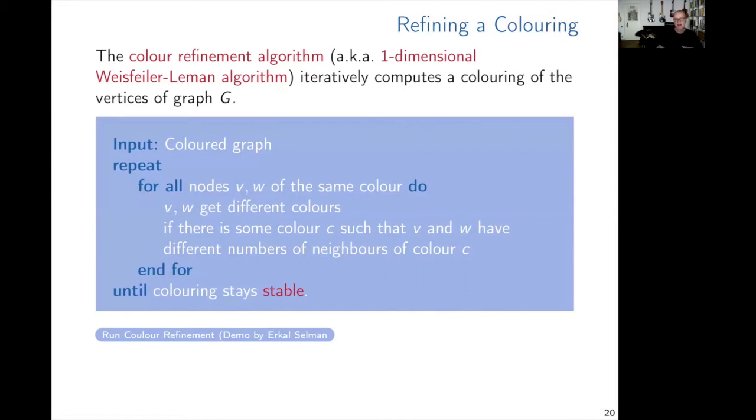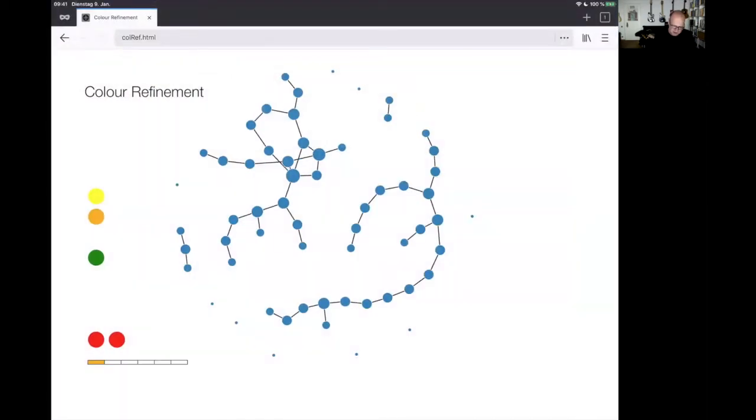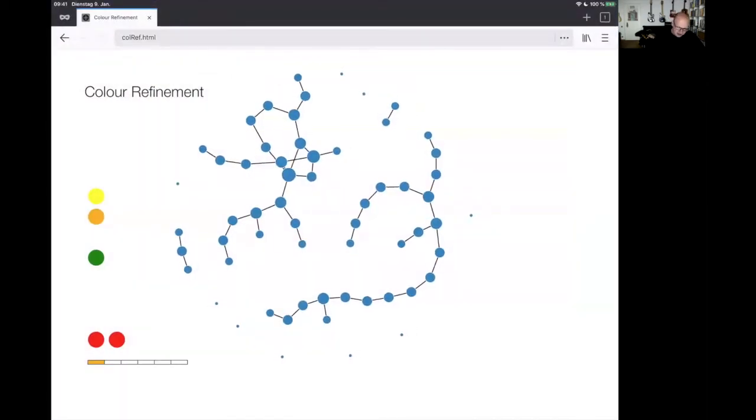So the partition induced by the coloring gets finer and finer, and at some point it must stop because we have finite graphs. And that's actually after at most n steps because we have a partition of n elements. And when it stops, we say the coloring is stable and return the coloring. That's what color refinement does. And let me show you this demo by my student Erkal Selman.